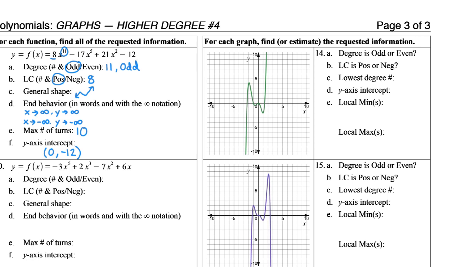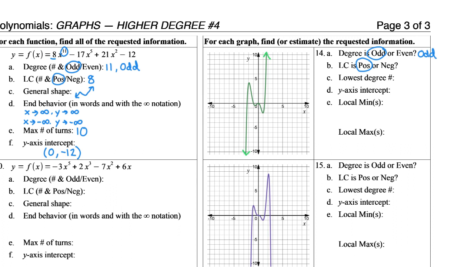Okay, looking at this final column, 14 and on, we want to be able to look at a graph and start to think about what the function might look like. So as we look at this graph, the first question is, is the degree odd or even? Well, I see these ends going in different directions. That tells me that it's actually going to be odd. We either write odd here or just circle odd there. Doesn't really matter. Now, as x is increasing, y is also increasing. So we know that the leading coefficient is going to be positive.